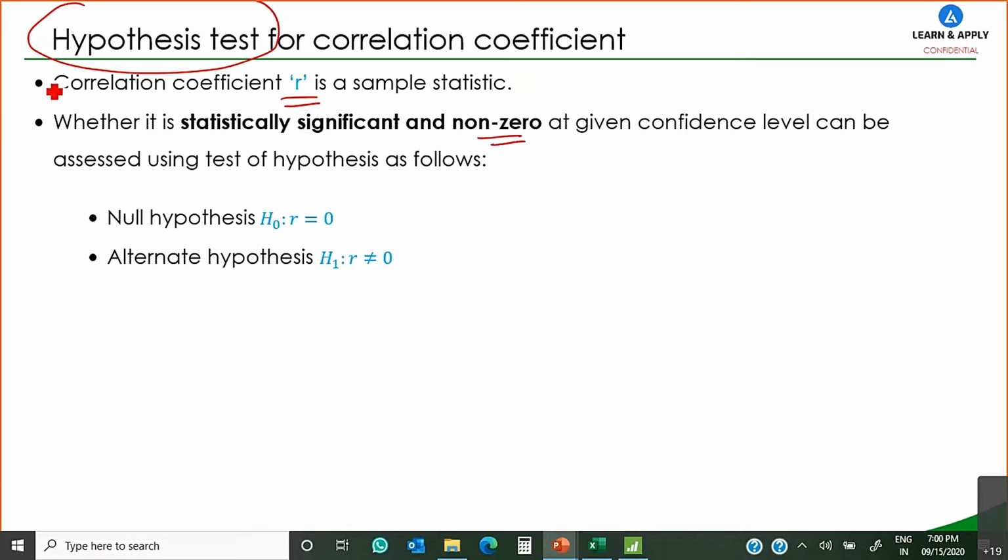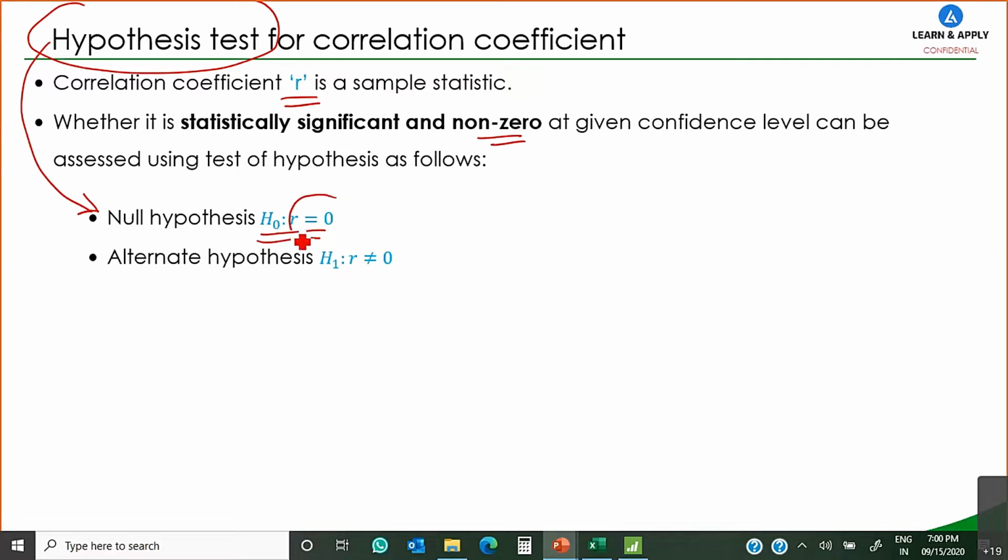If you go for the hypothesis test, there are always two types of hypotheses present. The null hypothesis indicates that there is no relationship between the two variables. So we are saying that the null hypothesis is R equal to 0.